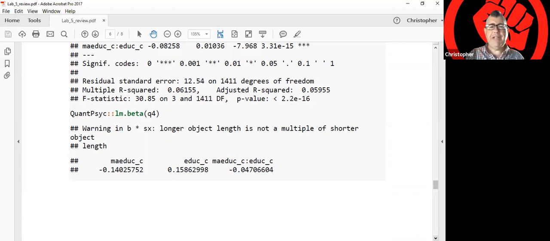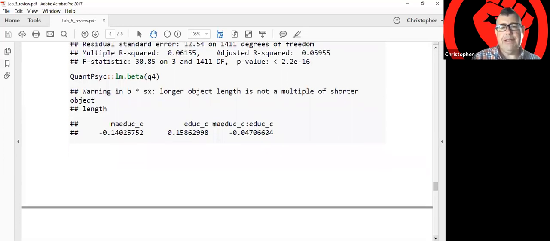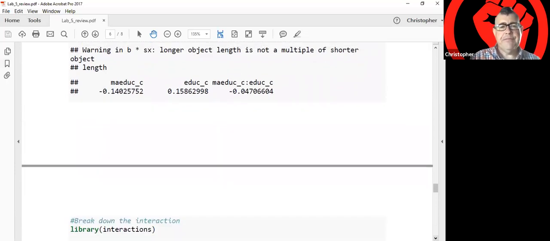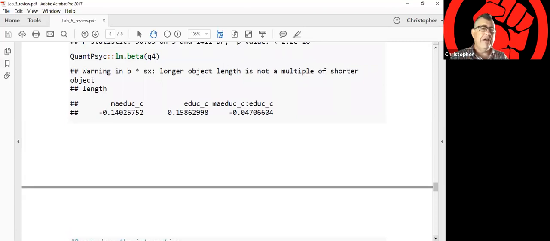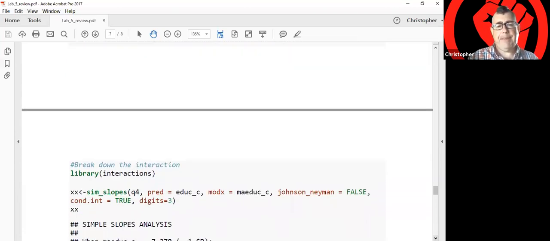And see mother's education here, negative slope, education positive, and then the interaction. The direction of that slope is not interesting. We would still report that standardized coefficient, but it's not really telling us anything interpretable. So the big piece here is we know mother's education is negatively related, education is positively related, but what about the interaction? The interaction is going to be harder to interpret. We can't just look at a coefficient to do that, and that's why we break down the interactions.